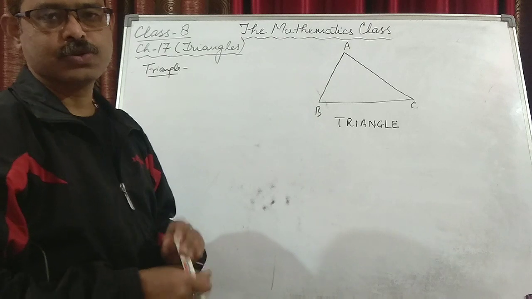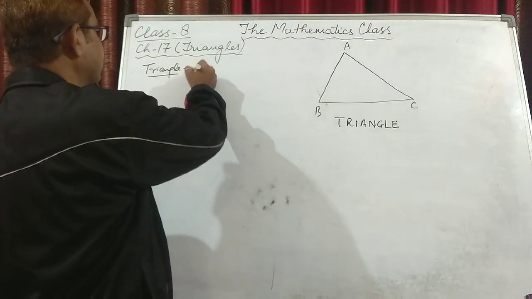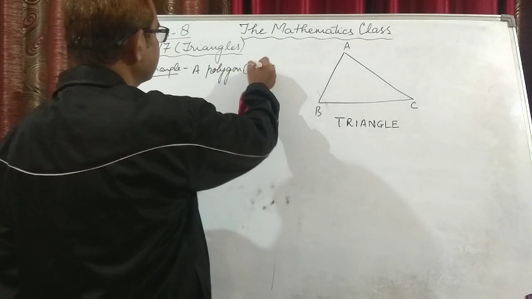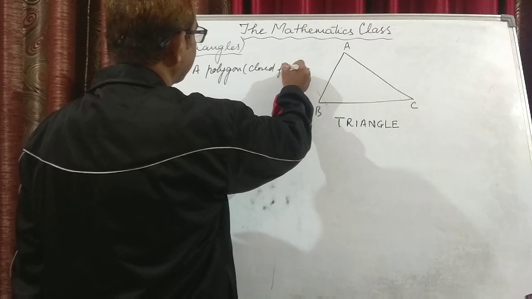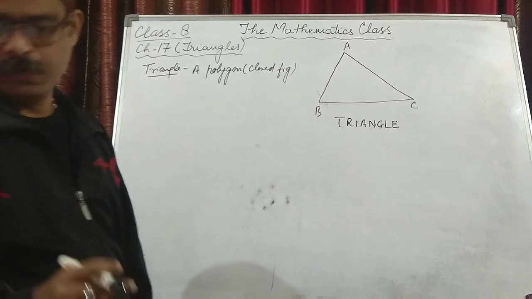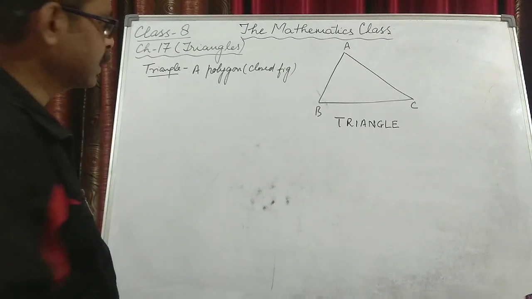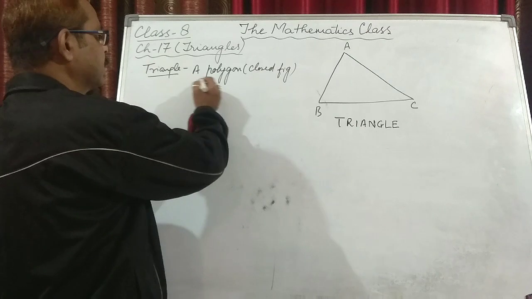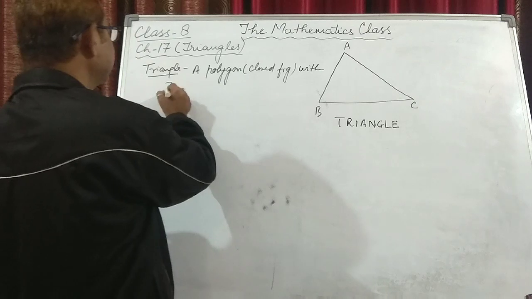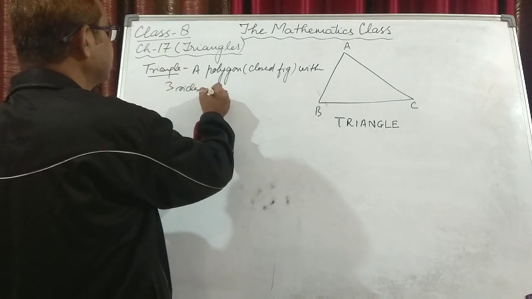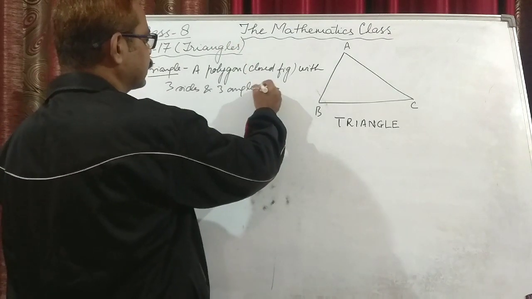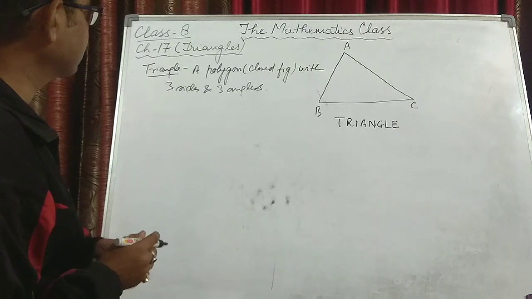So triangle is a polygon. Now what is a polygon? Polygon is a closed figure, closed by straight lines. Triangle is a polygon which has three sides and three angles. Triangle is a polygon with three sides and three angles. This is the smallest or shortest definition that can be given of a triangle.